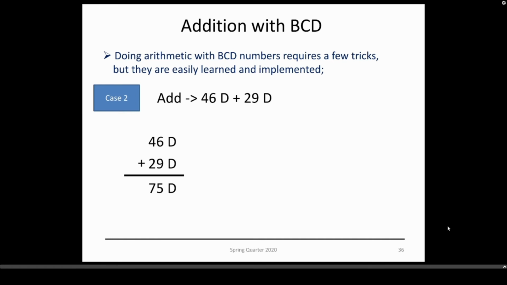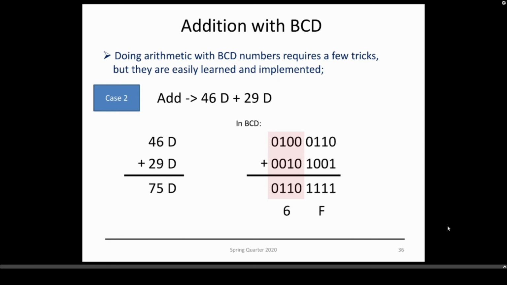Let's now do 46 plus 29. In BCD, I represent my 4 and my 6, I represent my 2 and my 9, and now I just do normal addition, and you get a 6 and an F. Well, F is not representing any number, it is representing 15, but I can only represent one decimal number per 4 bits. So how do I fix this problem?